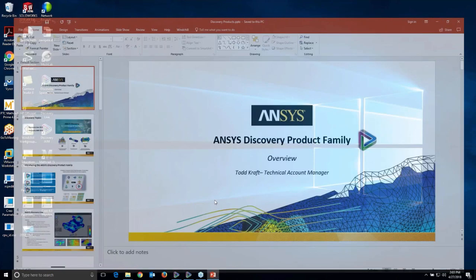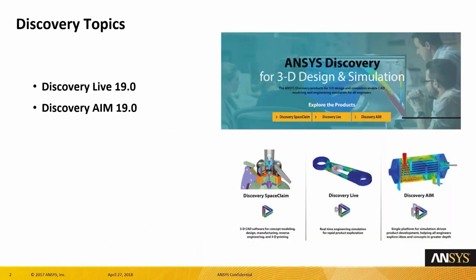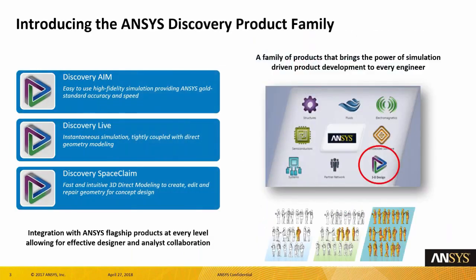So we're going to talk about the ANSYS Discovery product family. I'm going to show a few slides about the technical details of these products, and then I'll show a number of demonstrations after that. We're here to talk about Discovery Live version 19 and also Discovery AIM version 19. These both come with the foundation, a geometry modeler, Discovery SpaceClaim. Then you can get Discovery Live in the middle, or go all the way to the top, Discovery AIM, where you would have all three combined together.